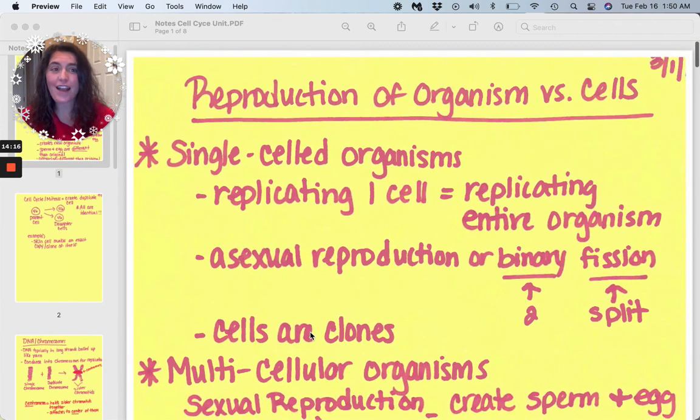So, again, this was just an overview of the cell cycle, and now you can go delve into those stages of the cell cycle.